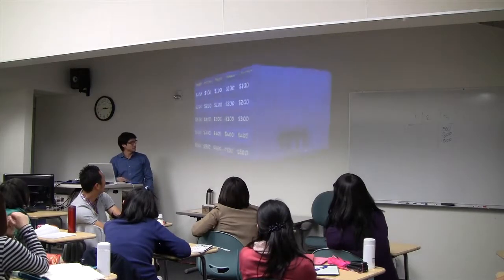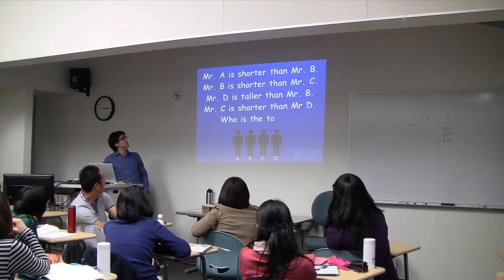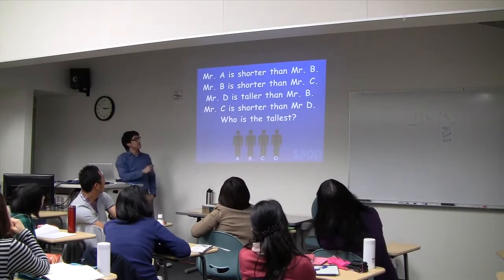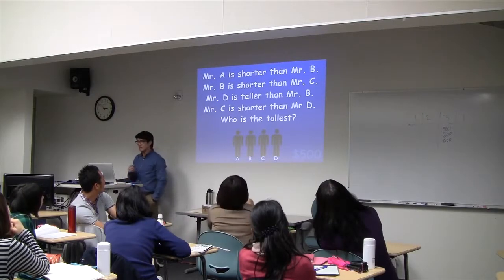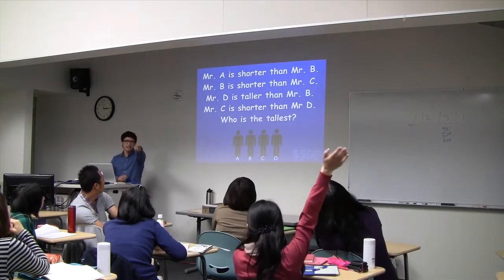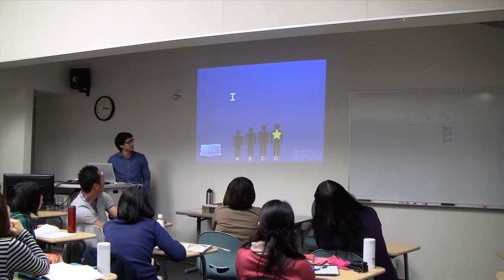You know the answer? Okay. Mr. A is shorter than Mr. B. Mr. B is shorter than Mr. C. Mr. D is taller than Mr. B. Mr. C is shorter than Mr. D. Who is the tallest? Yes. Mr. D is the tallest. Mr. D, yes. That is correct.